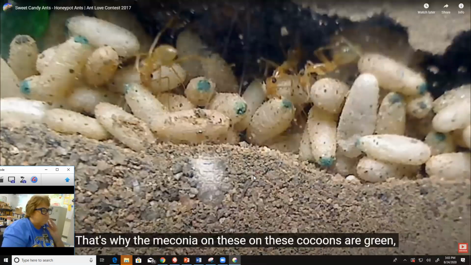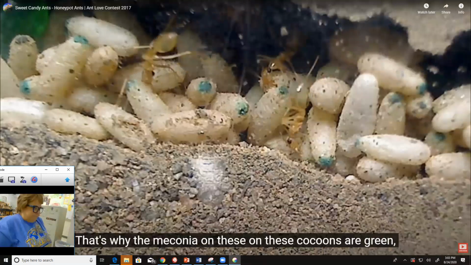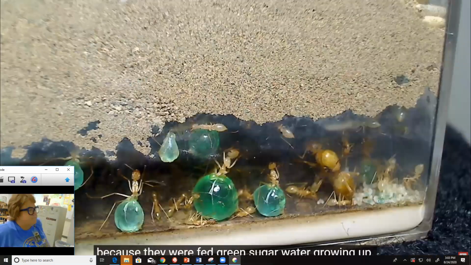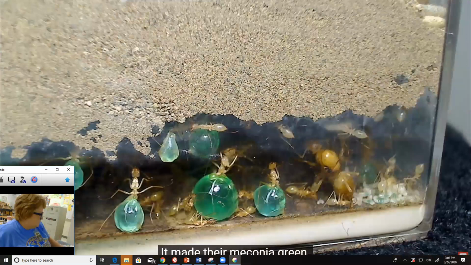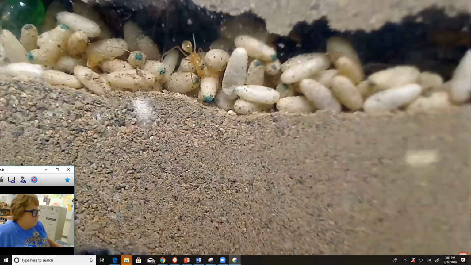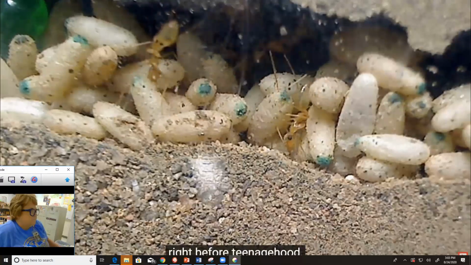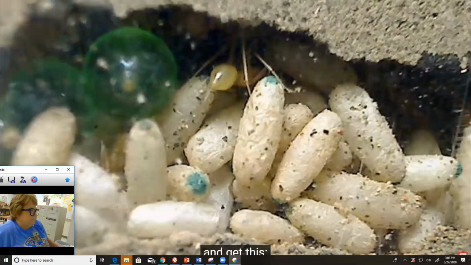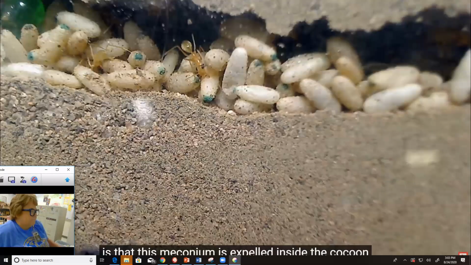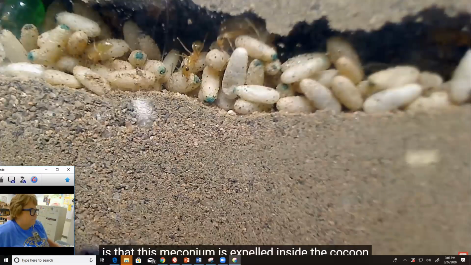That's why the meconia on these cocoons are green, because they were fed green sugar water growing up. It made their meconia green. Isn't that amazing, guys? Imagine having a baby and it only pooping once in its entire life, right before teenagehood. And get this, what is even more fascinating is that this meconium is expelled inside the cocoon.